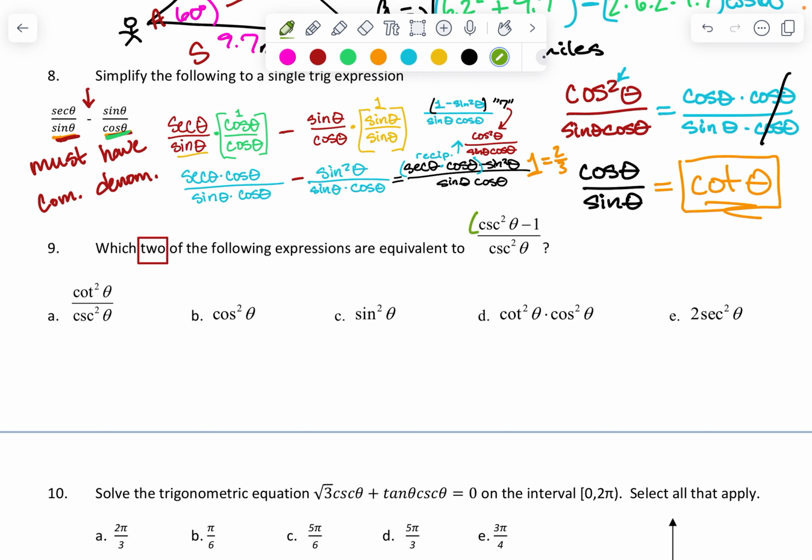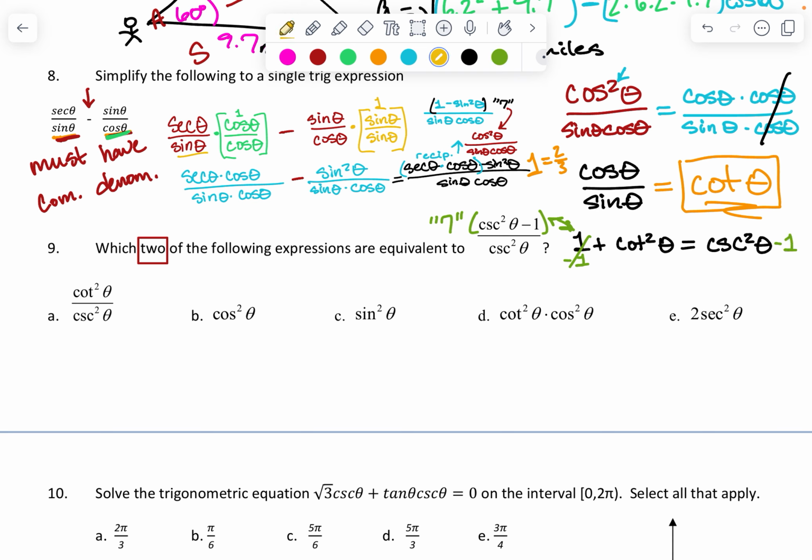First, looking at this numerator, it looks suspiciously like one of the Pythagorean identities. And if you use your hexagon, the one that involves cosecant is 1 plus cotangent squared theta equals cosecant squared theta, okay? Now, can I make these two things match? I can. See how I can just move the 1 over? And now I have cosecant squared minus 1.